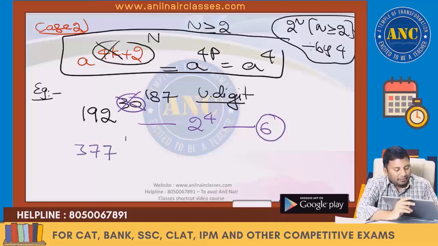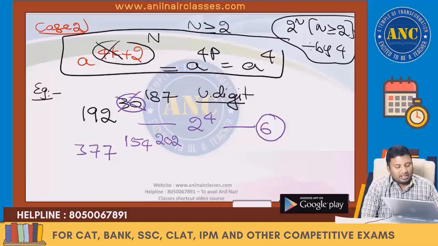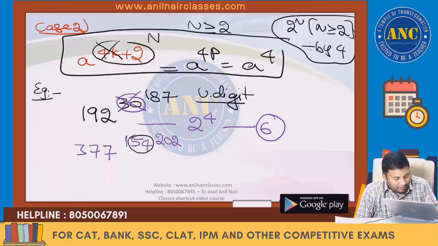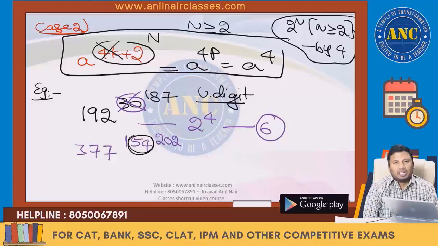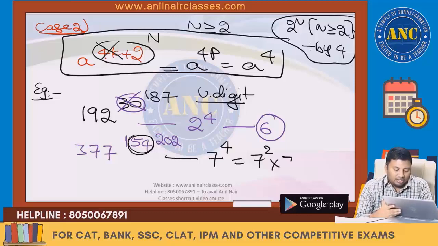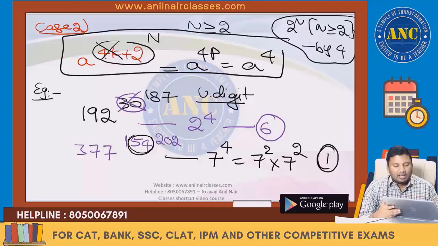377 power 154 power 202. Only take the first power. 54 is 4 into 13 plus 2. 4k plus 2 power any natural number, which is 7 power 4. 7 square into 7 square, 49. 9 9s are 81. The answer is 1. I hope the idea is clear.